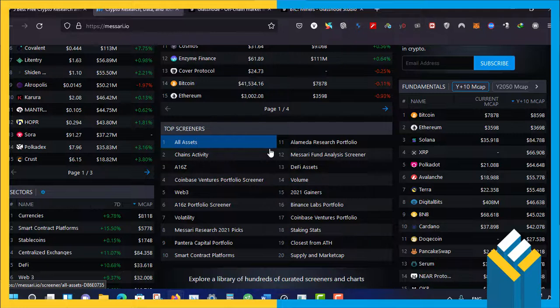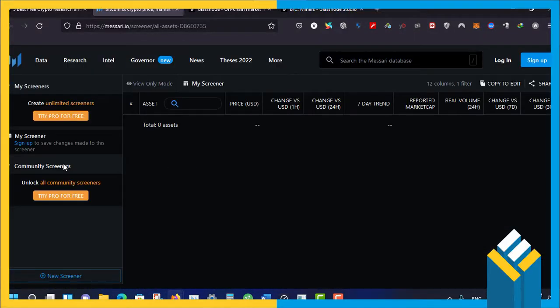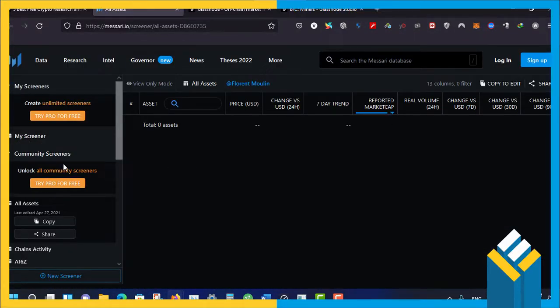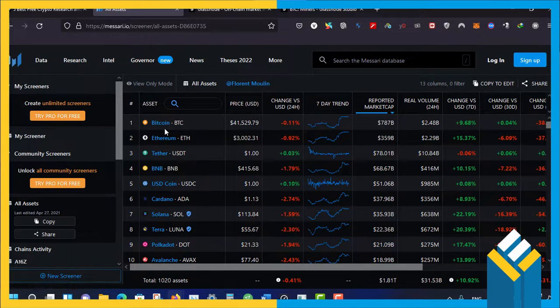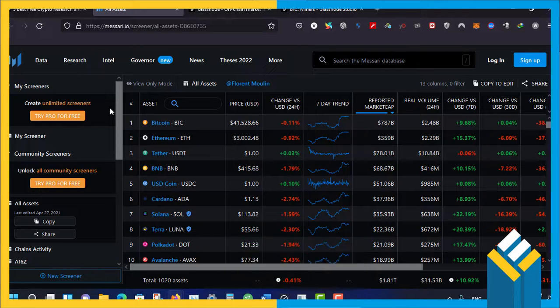Top screeners, for example, we select the all assets. Here we have the new window. Okay, this is the all assets part. As you see, you can see everything live related to each token. And we can find out what's going on in the crypto market, micro or macro point of view.